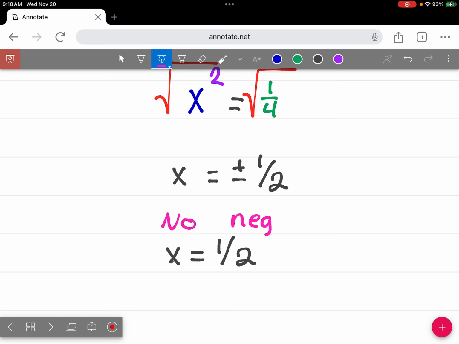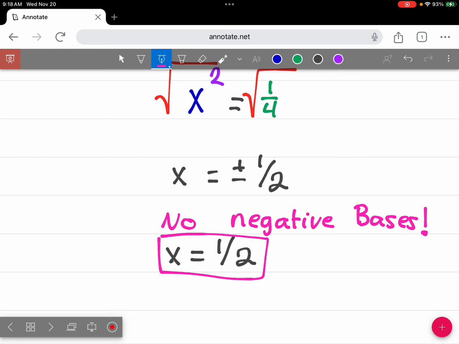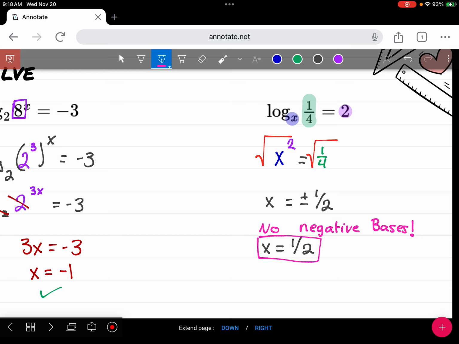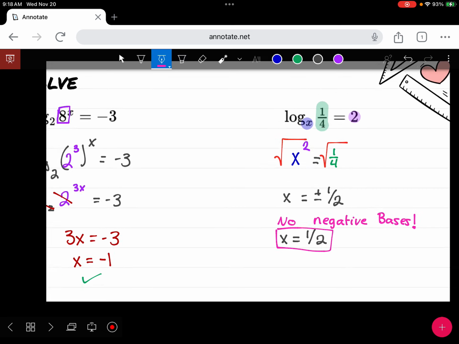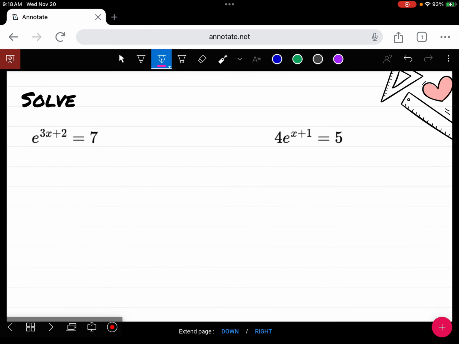No negative bases. So our answer is just the positive 1/2. Okay. Questions on this one? Because sometimes we're not given logs to solve, we're given exponentials to solve, but we just have to use our logs.